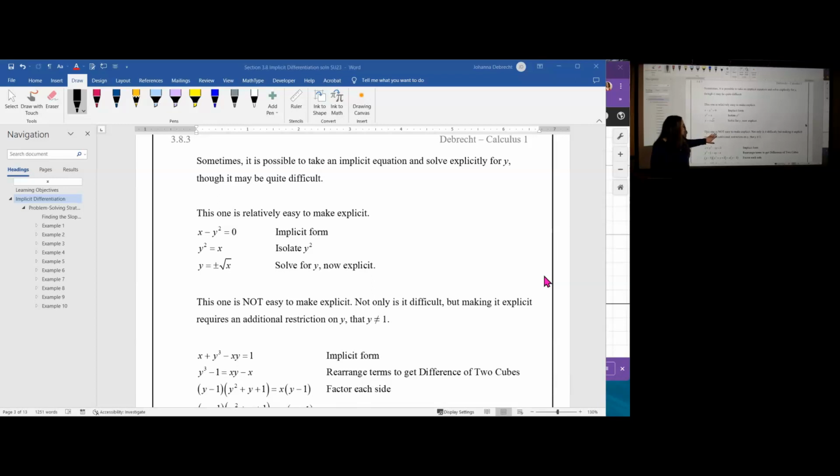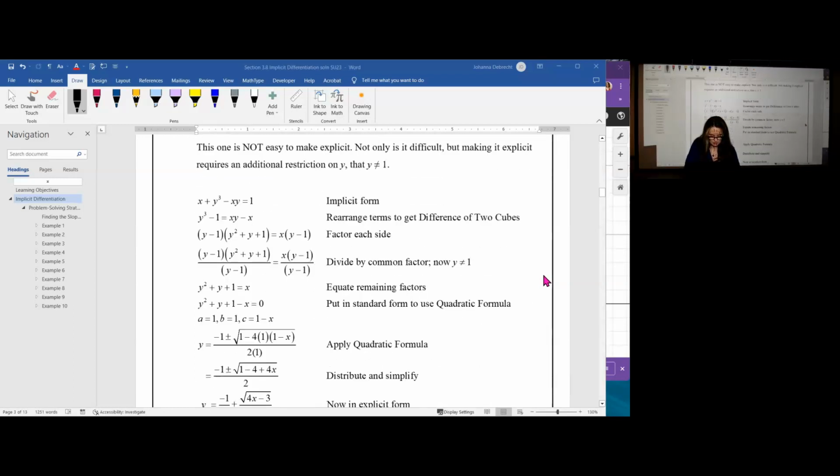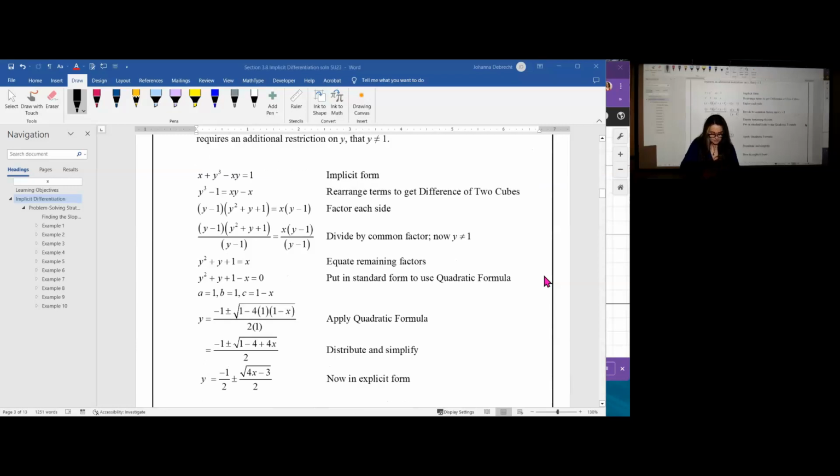Now, this next one is not easy to make explicit. It's not only difficult, but it requires a restriction on the variable that the original problem does not carry, namely that y cannot equal 1. Let's look at this example.